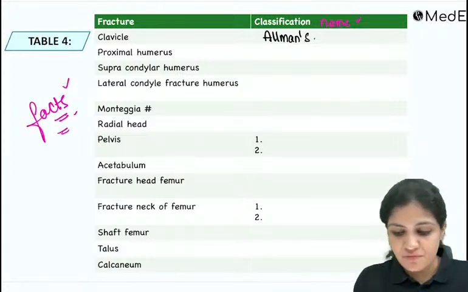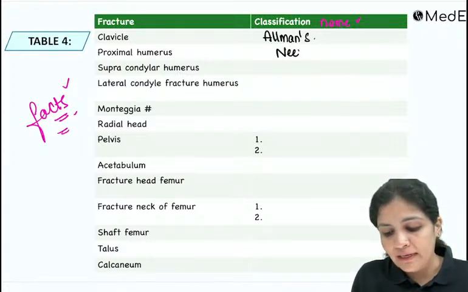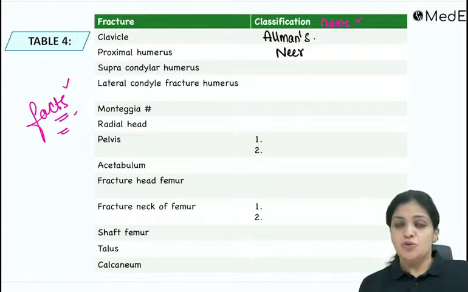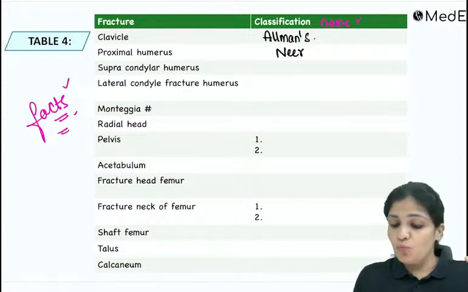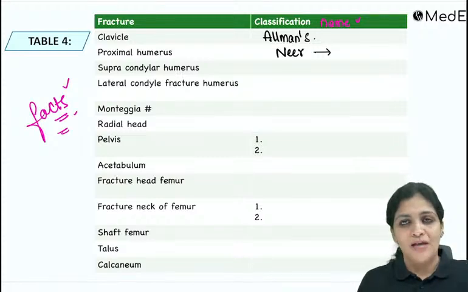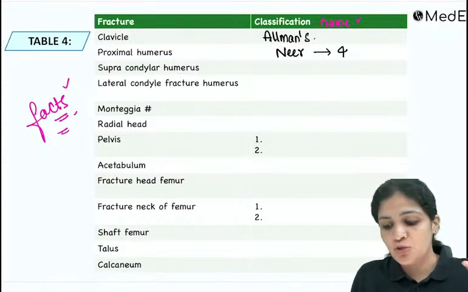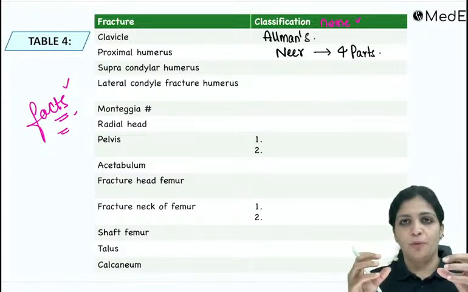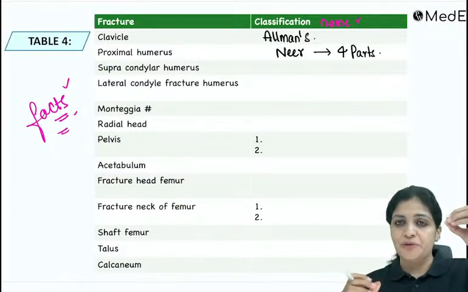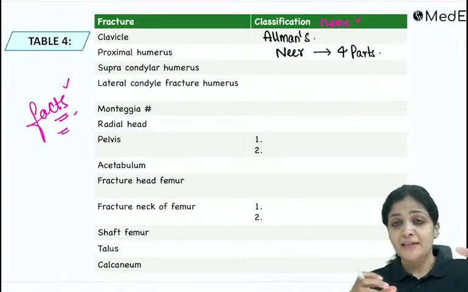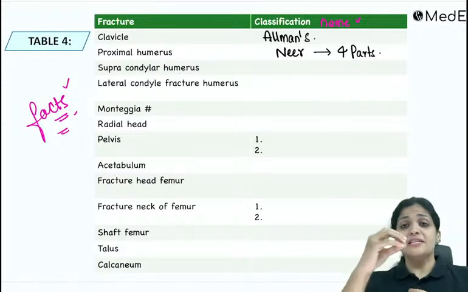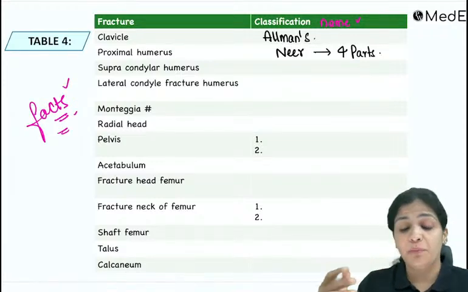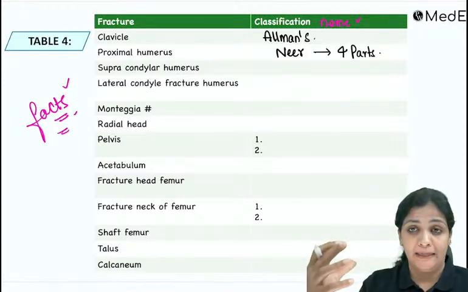Then proximal humerus fracture, very, very important, Neer's classification. So one thing I want to tell you is that Neer is the person who has divided the proximal humerus into 4 parts, right? So he has divided the proximal humerus into 4 parts: the greater tuberosity, lesser tuberosity, right? So these are the 4 parts, and whenever there is damage to this part, right?